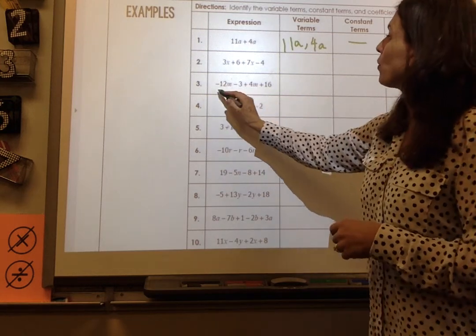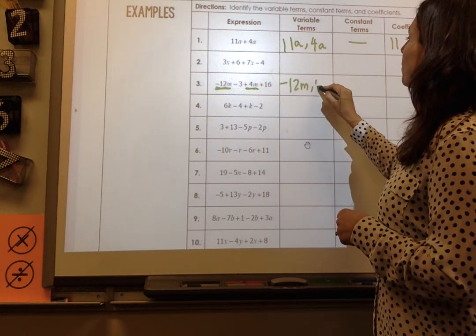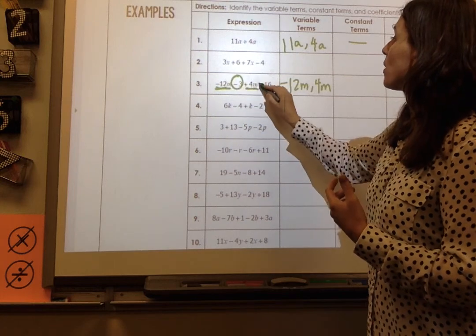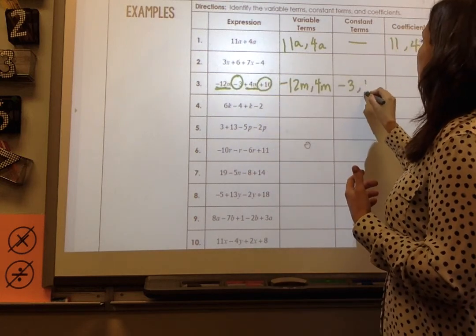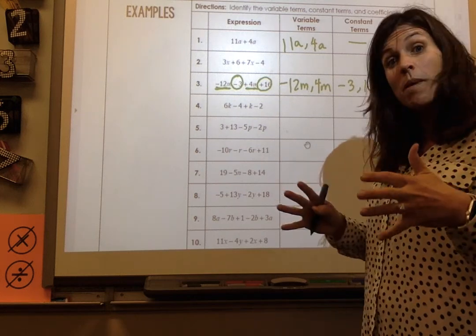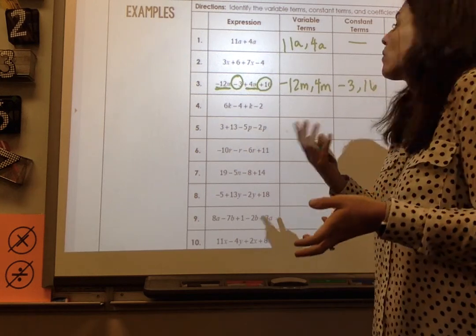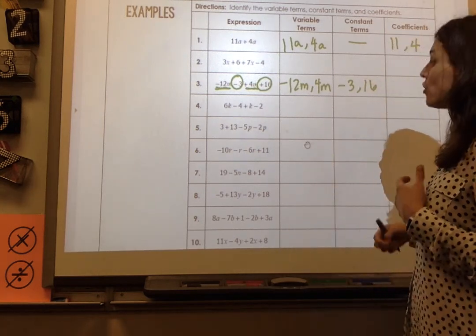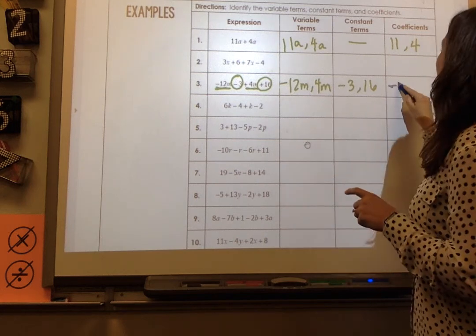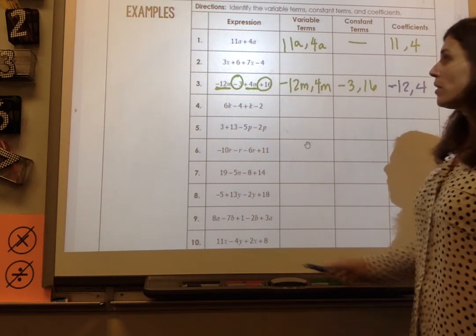Let's jump down to number 3. So my variable terms are negative 12m and positive 4m. My constant terms are negative 3 and positive 16. Notice you have to say whether it's positive or negative. Remember, we don't do adding and subtracting anymore. It's all about if something's positive or if it's negative. And on my coefficients, remembering that the coefficient is the number in front of your variable, I have negative 12 and positive 4.